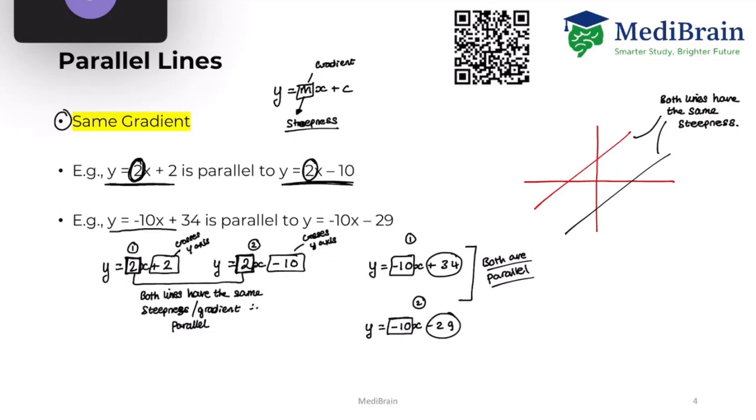Likewise, y equals minus 10x plus 34 and y equals minus 10x minus 29 both have the same number before the x. Because of that, they are parallel to each other. They have the same steepness and the same gradient. It doesn't matter what the number at the end is, as long as the number before the x is the same, the lines are parallel.